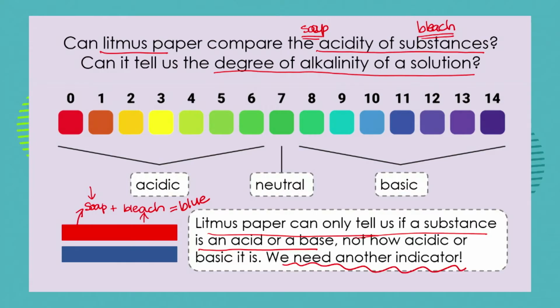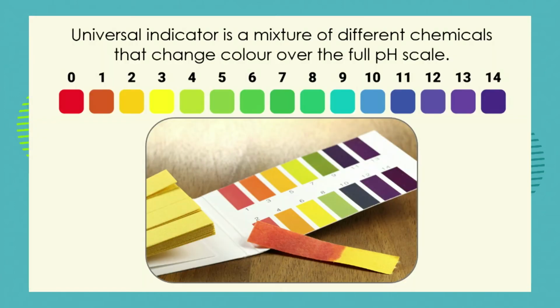That's all. In order to determine the strength of an acid or the strength of a base and to place them somewhere on the pH scale, we need another indicator. Litmus is pretty good, but it's not the best. So we have another indicator that is called universal indicator. So we're starting to see that universal means it can be used to test acids and bases and everything in between.